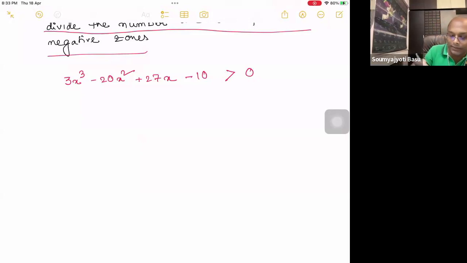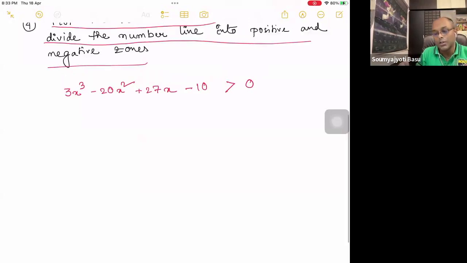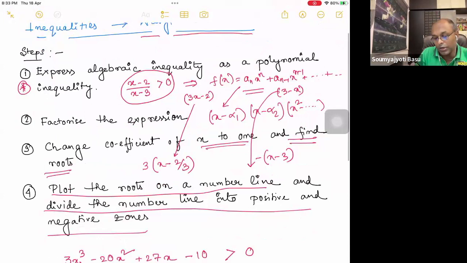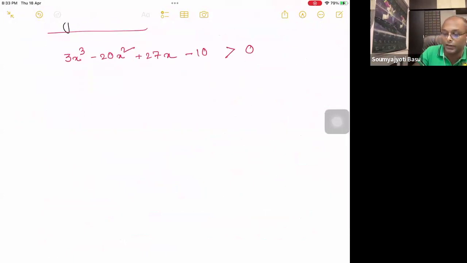So what is the function? The function is the polynomial 3x cube minus 20x square plus 27x minus 10. The first step, expressing the algebraic inequality as a polynomial inequality, is not required because you already have a polynomial inequality. Now, the second step is to factorize this polynomial function. Try it on your own. Take a pause on the video and try it.